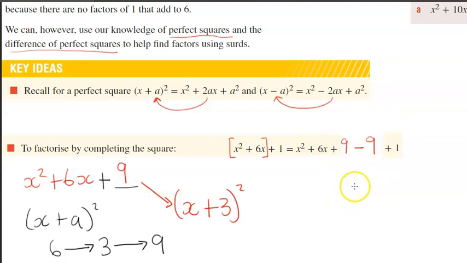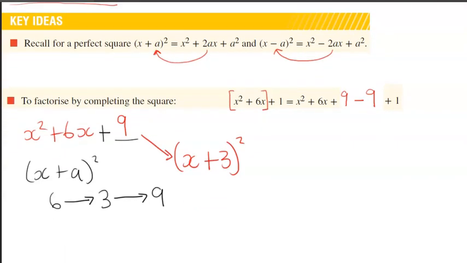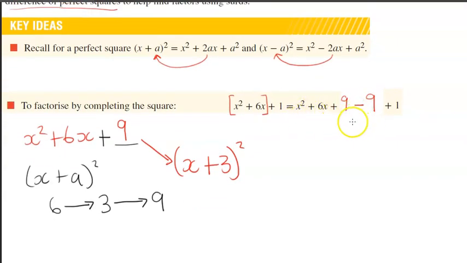So if I add something, I can subtract something and then push them to their two separate sides, so I have to deal with one side and then another side. In this case, the two sides I'm talking about is this x squared plus 6x plus 9. This now can be factorized to x plus 3 squared. And then I'm left with this minus 9 plus 1.